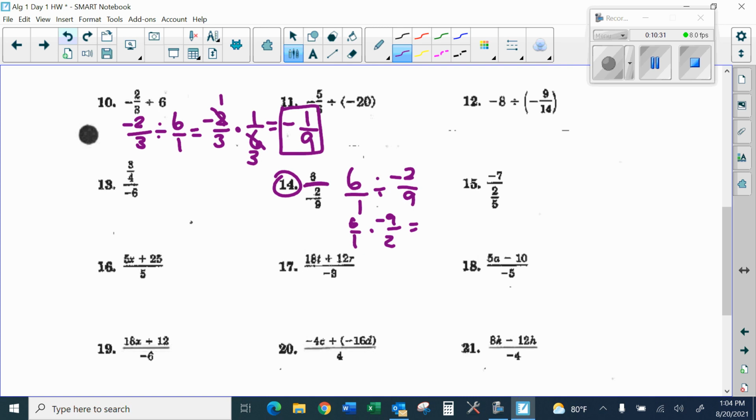So now we look here. Do we have any cross canceling? Yes, we do. 2 goes into 2 once, 2 goes into 6 3 times. And so now the final answer, the sign: a positive times a negative is a negative. And now I have 3 times 9 is 27. So negative 27.